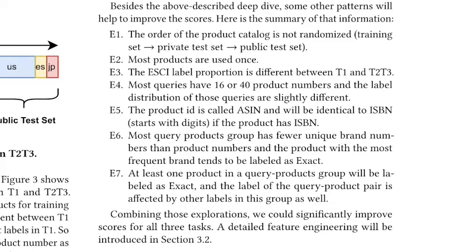E6, most query product groups have fewer unique brand numbers than product numbers, and the products with the most frequent brands tend to be labeled as exact. E7, at least one product in the query product group will be labeled as exact, and the label of a query product pair is affected by other labels in this group as well. Combining those observations, we could significantly improve scores for all 3 tasks, and I will introduce how to utilize them in the following section.